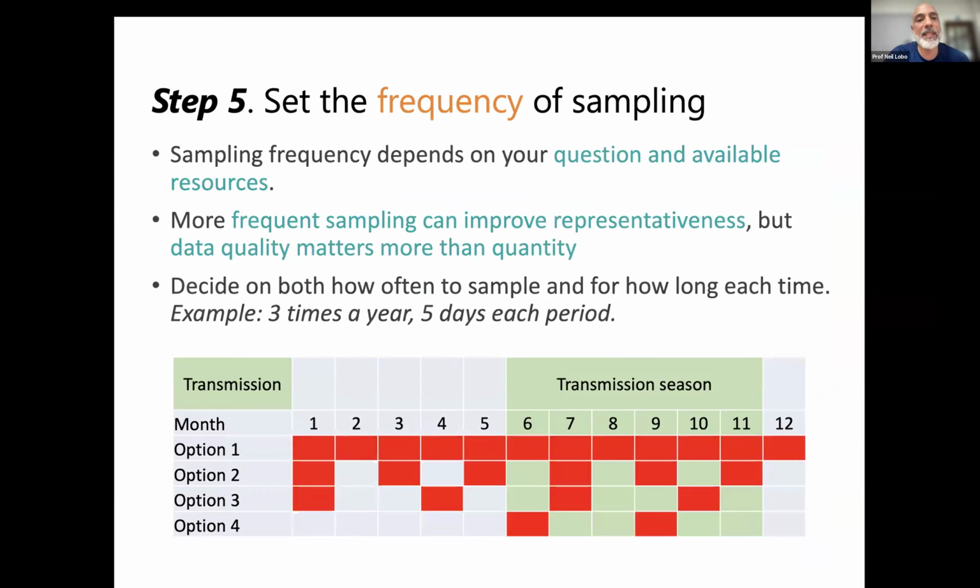Now, the last step is setting the frequency of sampling. How often are we going to go back and collect data? And we can do this in so many ways. This is also depending on your question. For example, if our question is, what is the mosquito species composition over a year at our site?